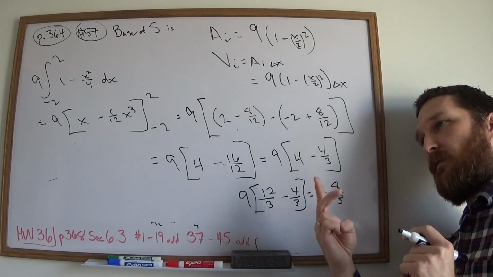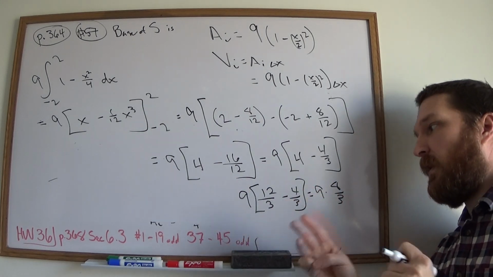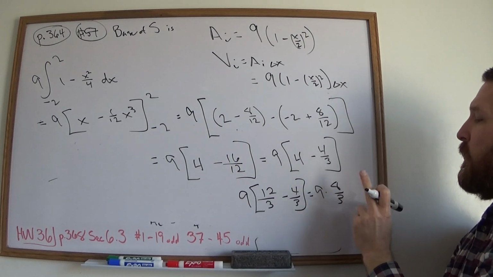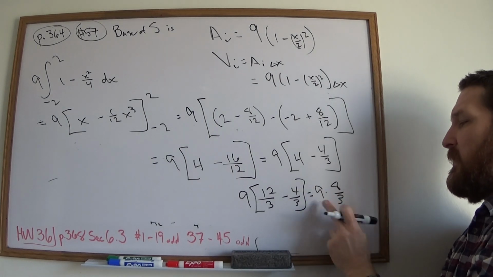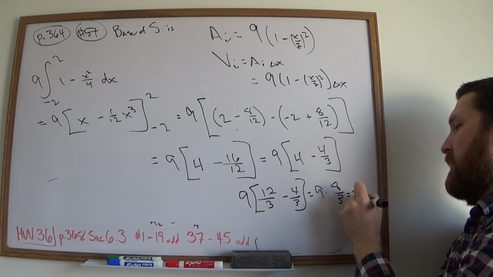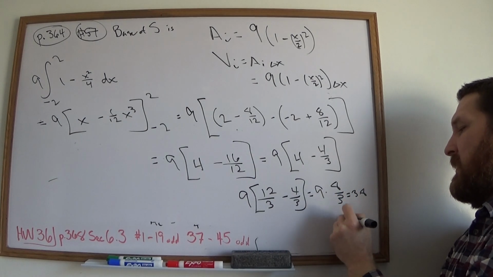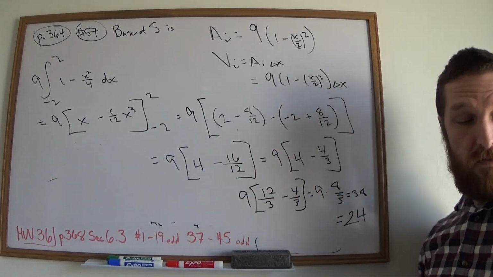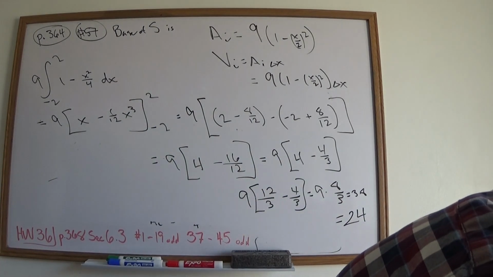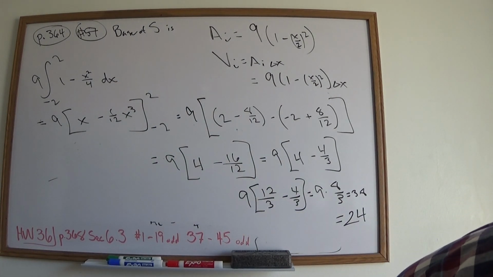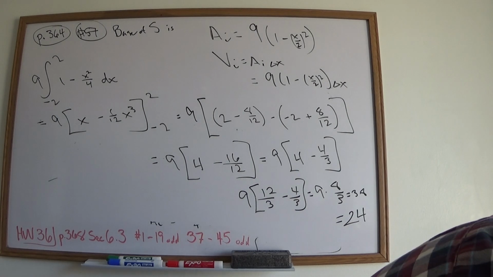Check: 4, 5, 6, 7, 8, 9, 10, 11, 12. Yes, okay, that works. So 9 divided by 3 is 3, and 3 times 8 is 24. Let's see what the book says. At least we got a whole number.